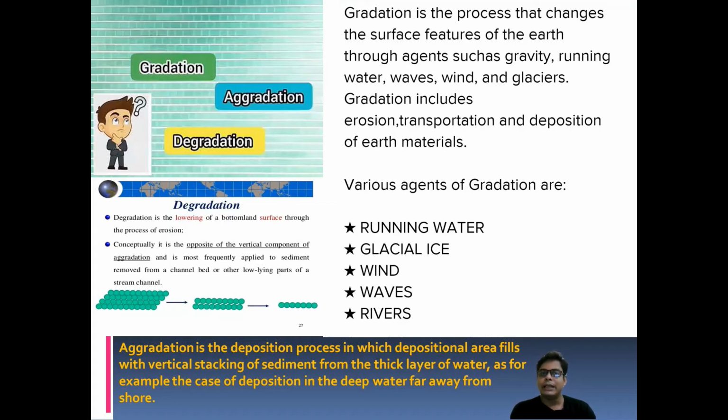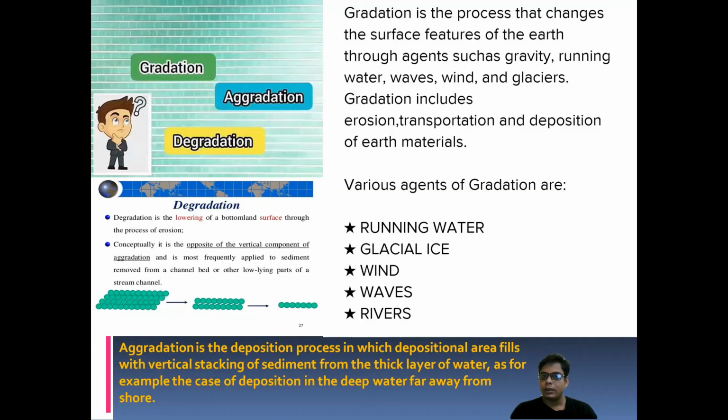What do we mean by degradation? Degradation is the lowering of the bottom land or the surface through the processes of erosion. Conceptually, it is the opposite of the vertical component of aggradation. So aggradation is one process, and the opposite is degradation. Some landforms, such as channels, are decreasing day by day. So this thing we have to understand well.